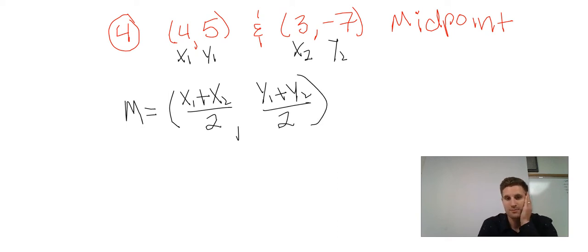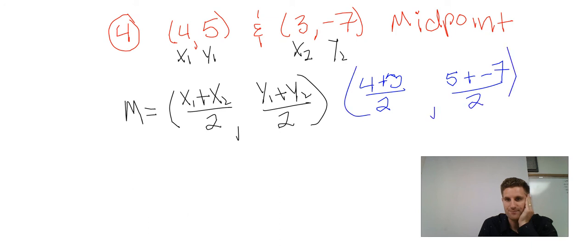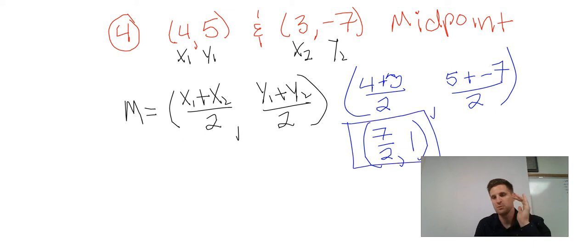Okay, so let's go ahead and plug in what we know. We're going to get x1 and x2, so that's going to be 4 plus 3 divided by 2. And this is going to be 5 plus a negative 7 divided by 2. That's going to be 7 divided by 2, and we're going to leave that. That's going to be 2 divided by 2, which is just 1. And there we go, our midpoint.